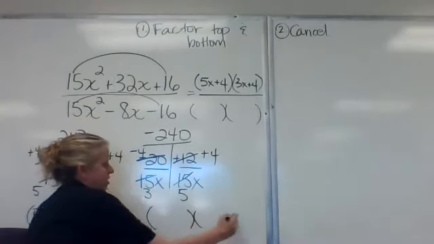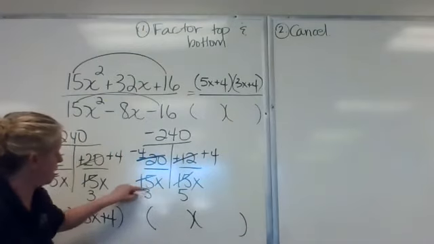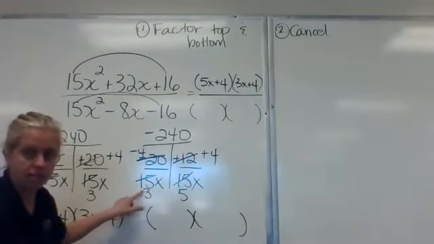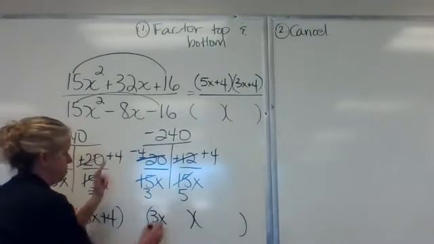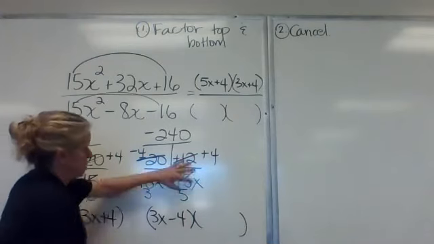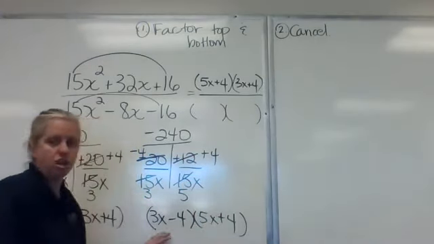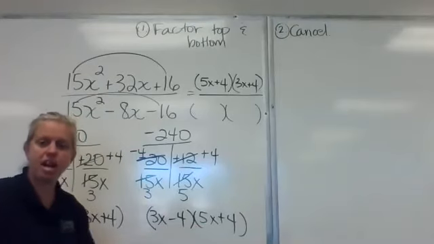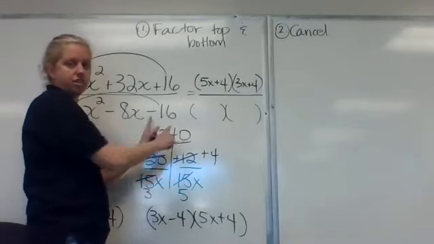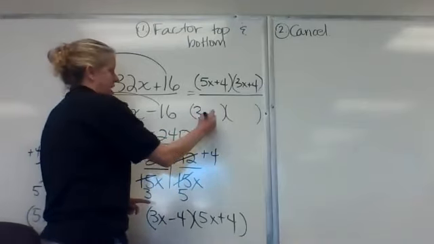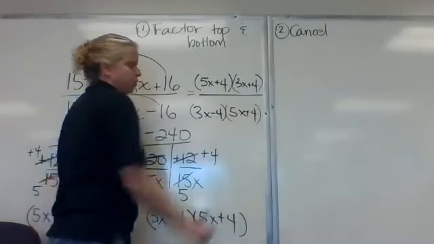So let's see what these factors are. The bottom of my fraction is 3x. The top this time is minus 4. And this one is positive 5x plus 4. So those are the factors of the denominator. That's where I'm going to put those. In the factored form of this denominator, I'm going to have 3x minus 4, 5x plus 4.